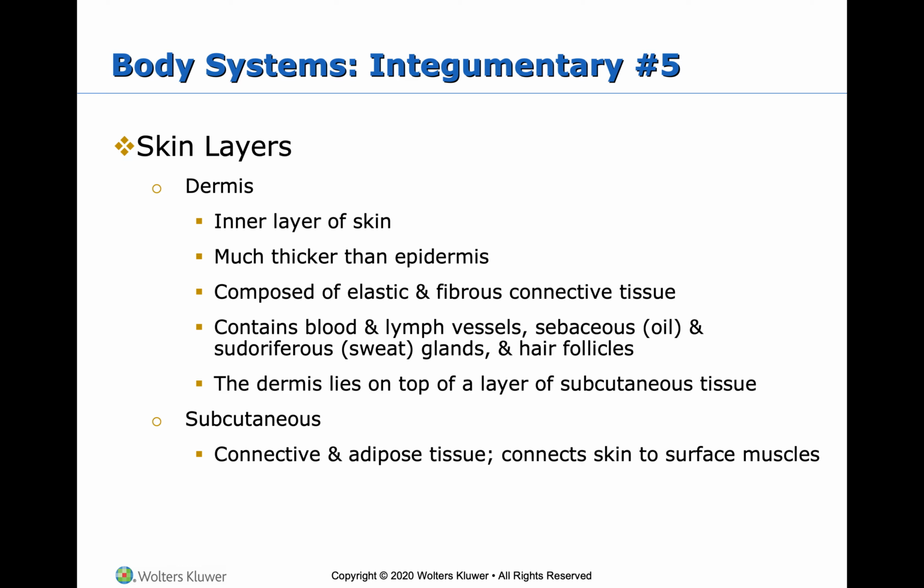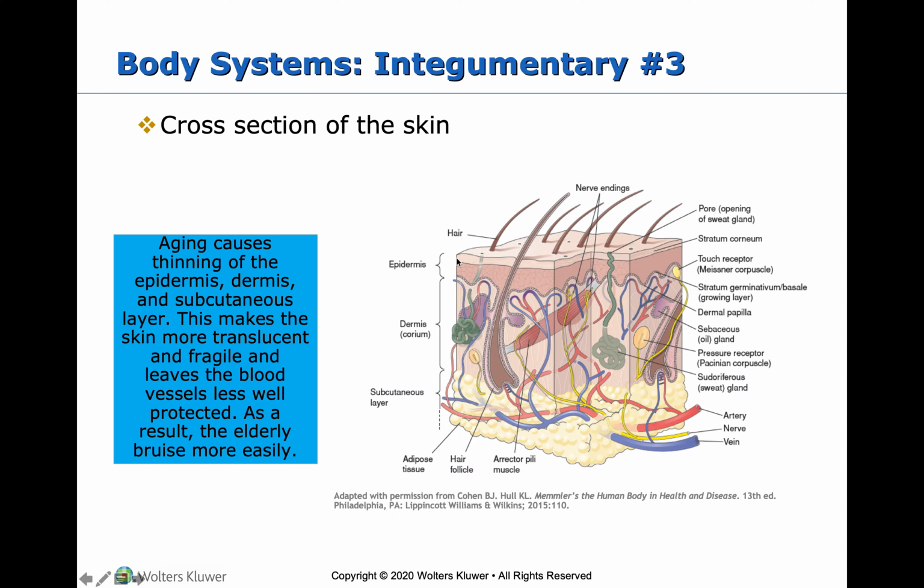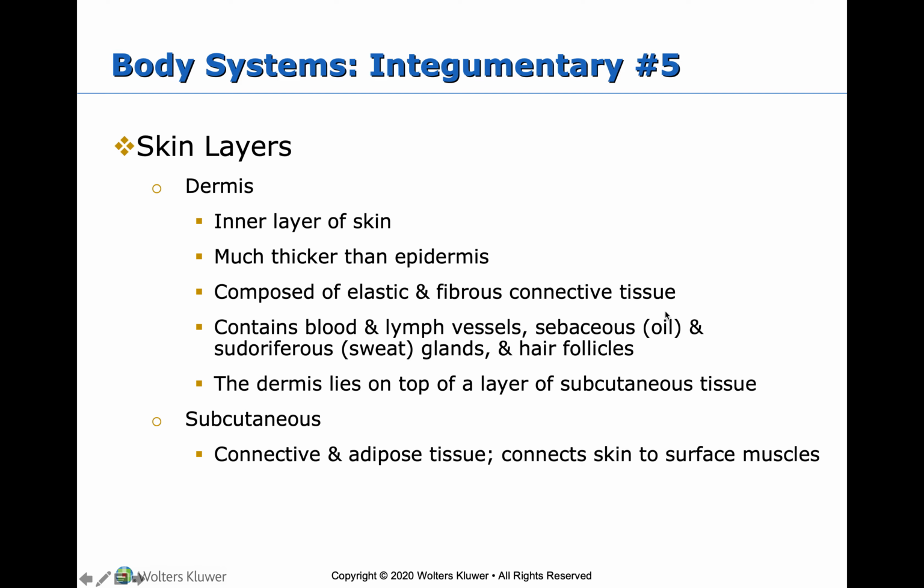Alrighty, so the next layer is your dermis. It is your inner layer of skin. It's also known as the corium or true skin. It's a lot thicker than your epidermis. So if we go back here, we can see this is how thick your epidermis is. This is how thick your dermis is. So it's much thicker. And look at all the stuff it contains. So we're going to go through that.